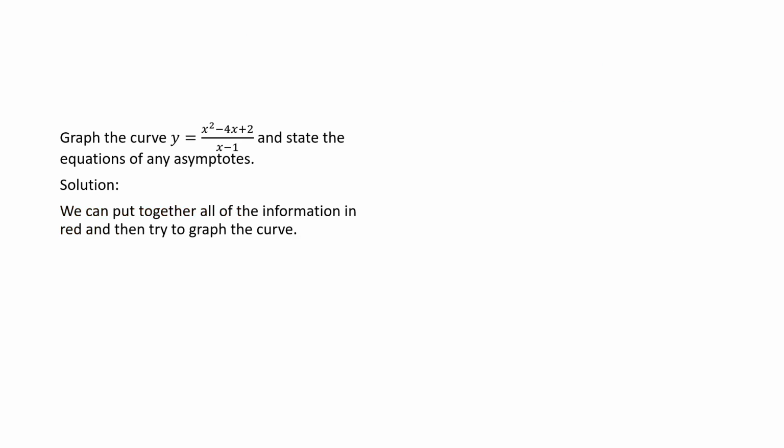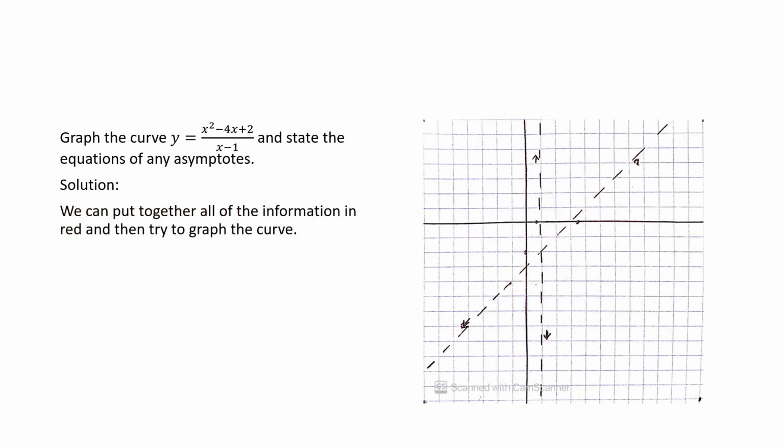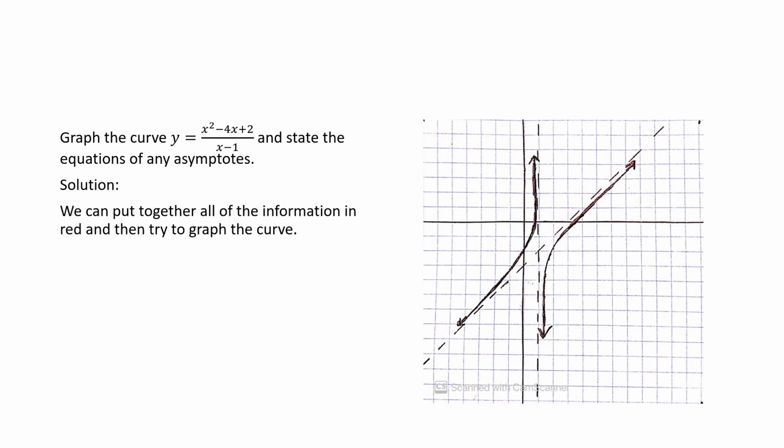However we think of it, we're able to put all of our information together. From our vertical asymptote analysis, we got these two arrows. From our oblique asymptote analysis, we got these two arrows. Earlier, we found our y-intercept and our two x-intercepts. So the only curve that really fits and makes sense is that one.